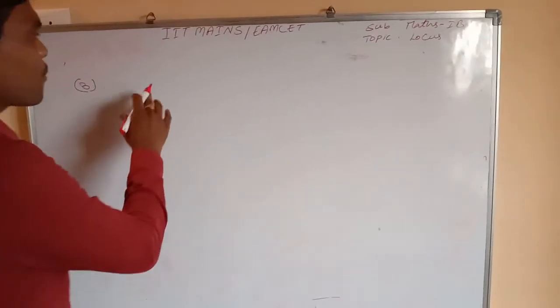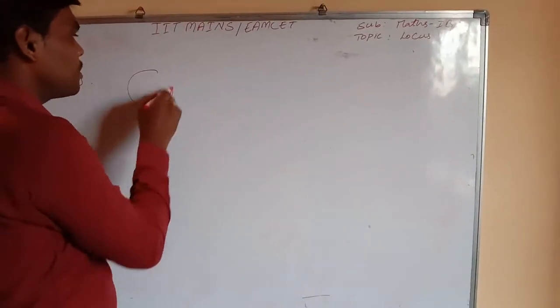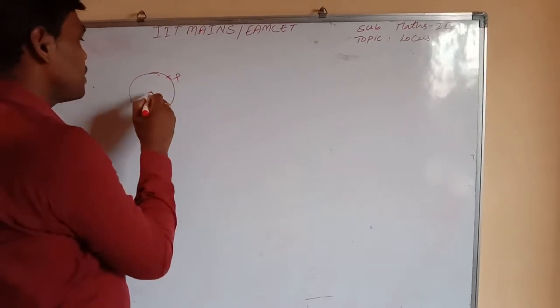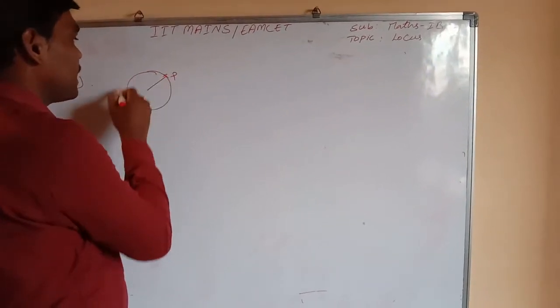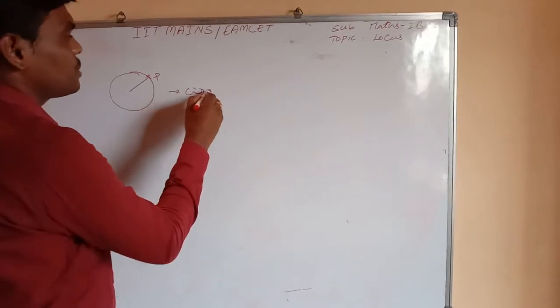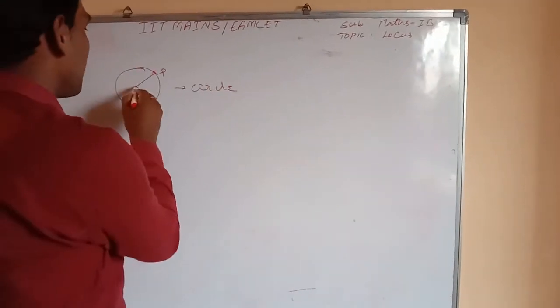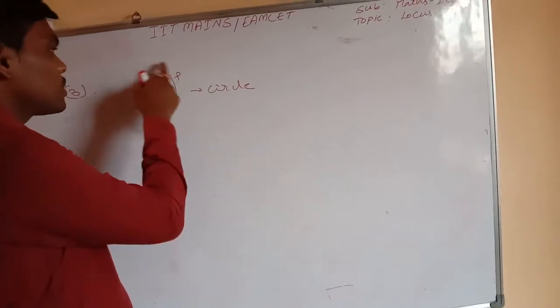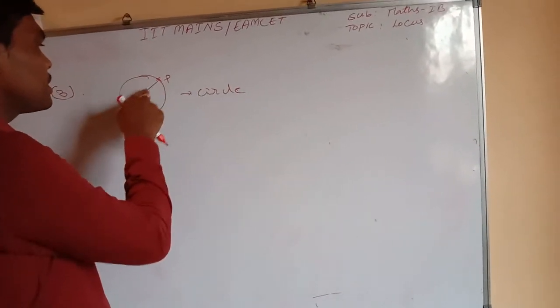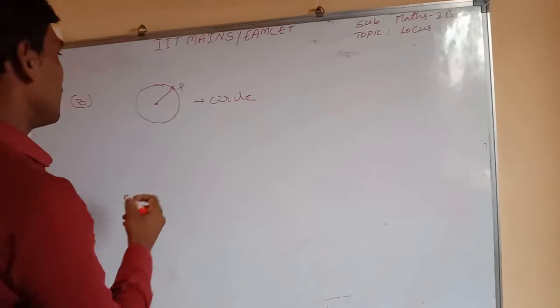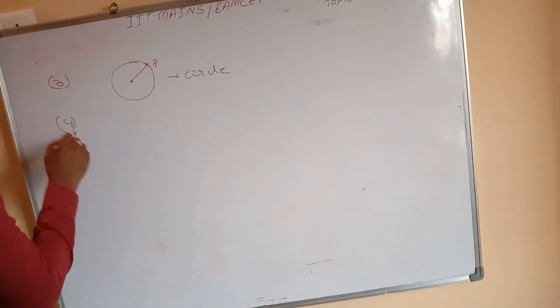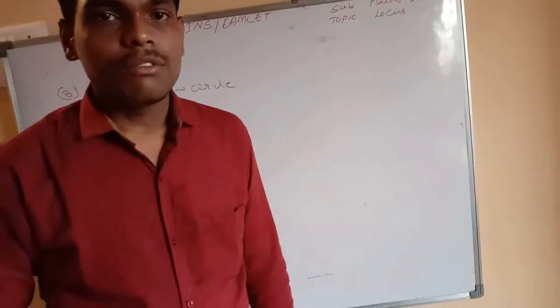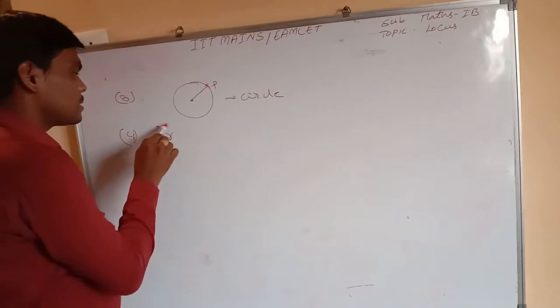The locus of a point which is equidistant from a fixed point is called a circle. This fixed point is called the center. The locus of a point P which is equidistant from a fixed point is called a circle.